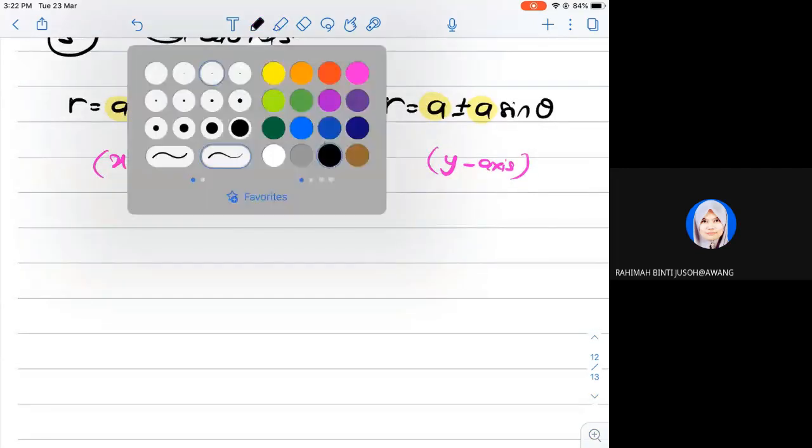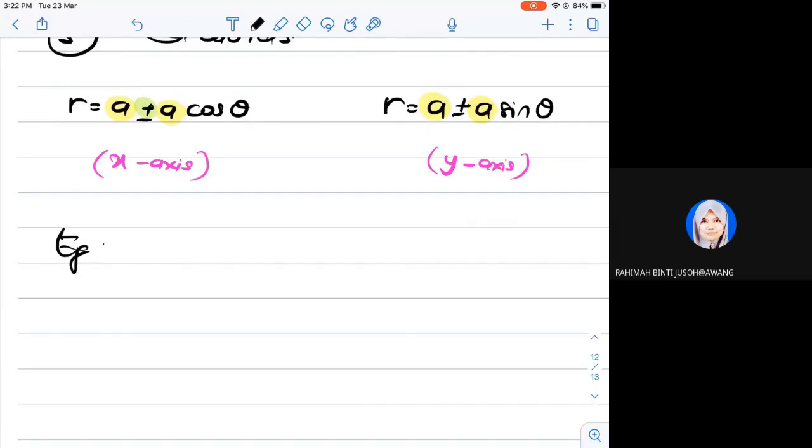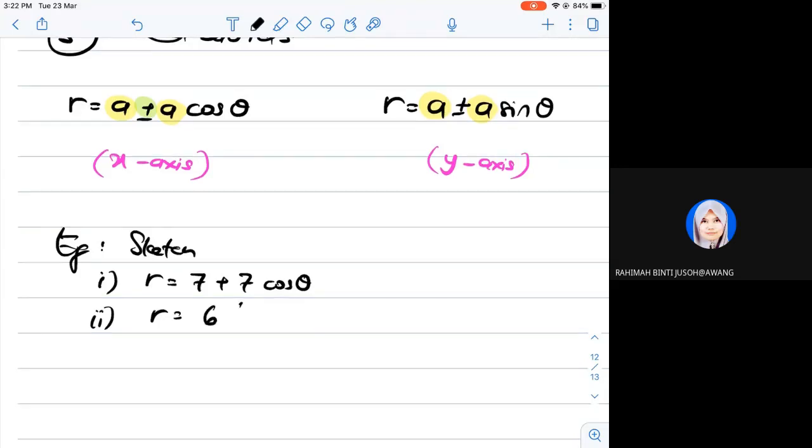Okay, so we do 2 examples. Example, sketch. Number 1, let's say R equals 7 plus 7 cos theta. And then number 2, let's say R equals 6, 1 minus sin theta.